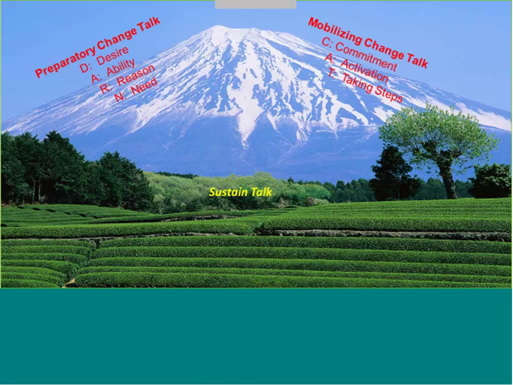And then our task is to move up the mountain with this person, supporting them and expressing preparatory change talk so that we can walk down the mountain to mobilizing change talk, where we can really start planning with them and helping them elicit what they feel is a plan that's going to work for them.